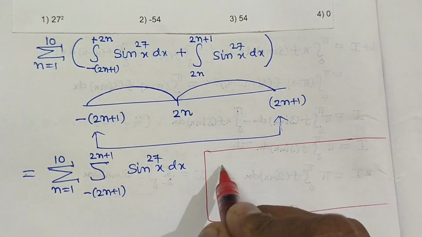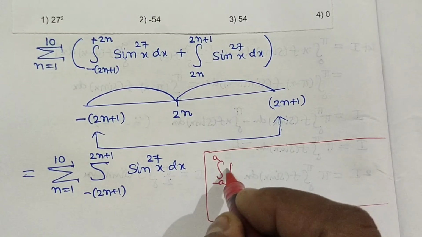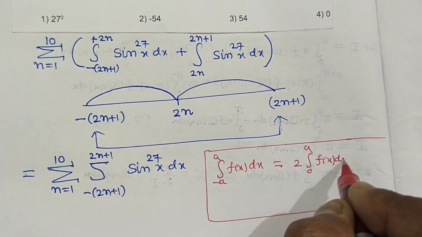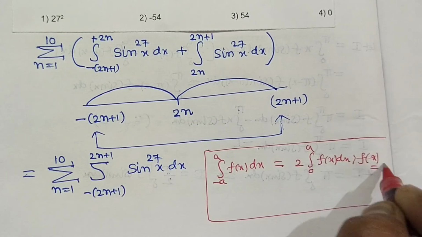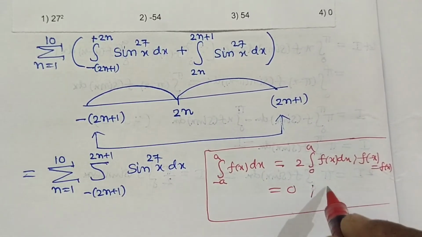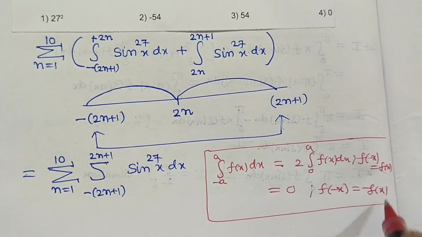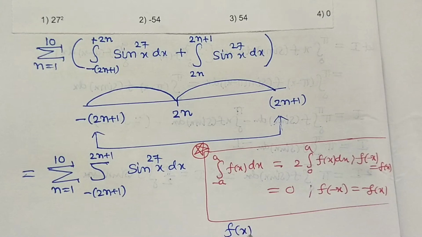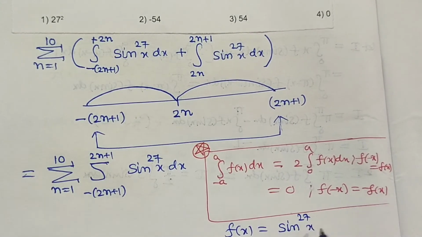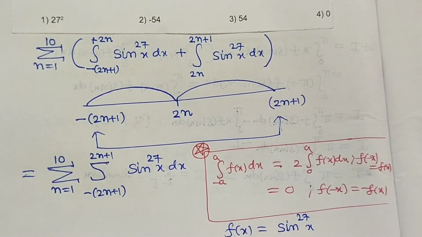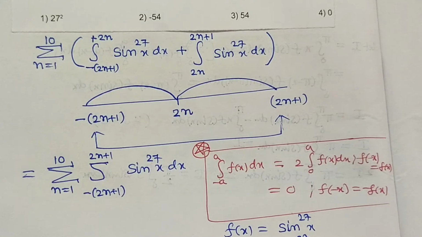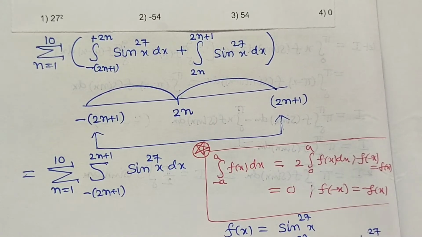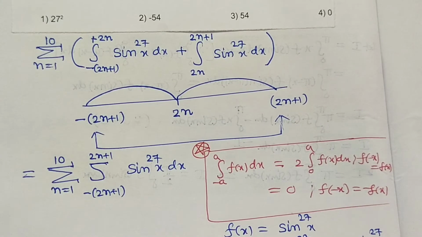Integral from minus a to a of f of x dx is equal to 2 times the integral from 0 to a of f of x dx when f of minus x is equal to f of x, which is equal to 0 when f of minus x is equal to minus f of x. Based on this property, first we will verify. Here f of x is equal to sine power 27x. F of minus x, I am checking that: sine power 27 of minus x. Sine of minus x is minus sine x. 27 is an odd number, so an odd number of times minus is minus only. So minus sine power 27x. So f of minus x is equal to minus f of x.